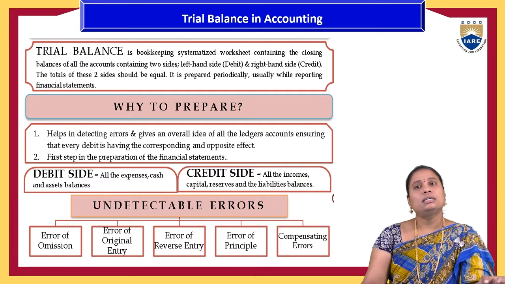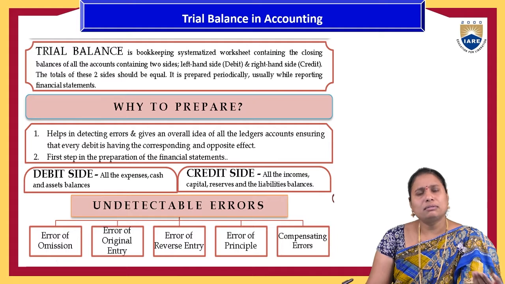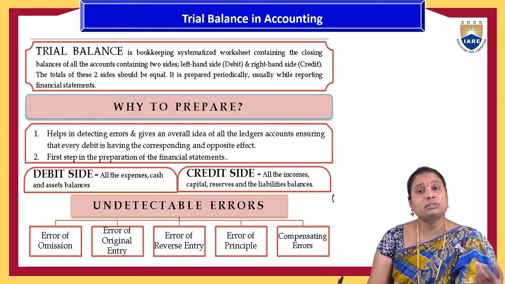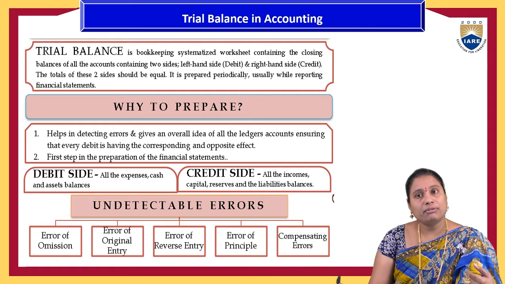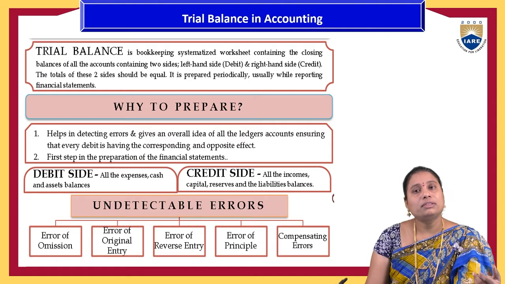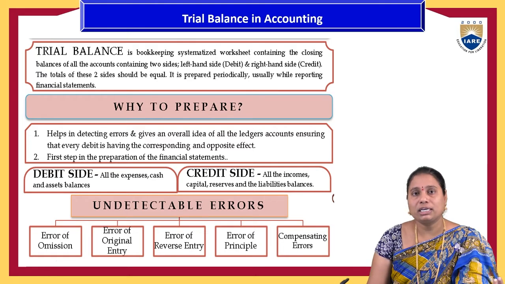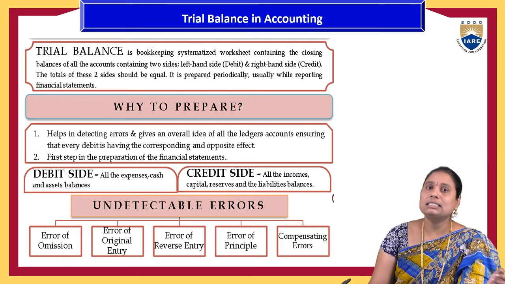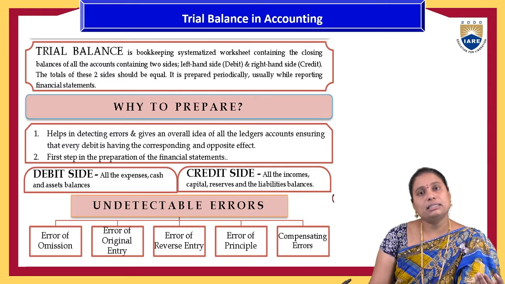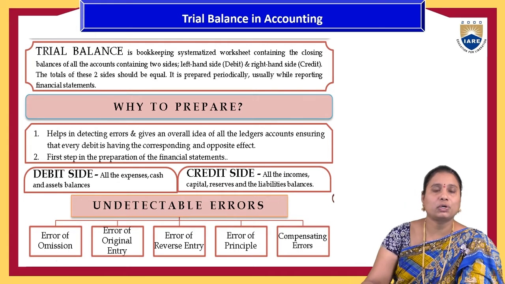Some errors may not be detectable, like a reverse entry. If they have forgotten the transaction itself, then it cannot be rectified through this. But if the transaction was done but the amount was entered wrongly in the amount column, that can easily be found with this trial balance.